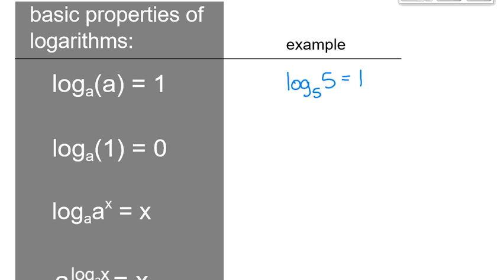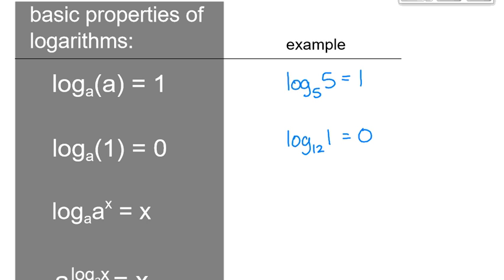Next basic property, log base a of 1 equals 0. For example, log base 12 of 1. So think to yourself, take the base 12, raise it to some power, and your answer will be 1. What power must that have been? 12 to the 0 is the only way to get a 1. So no matter what your base is, if you take that base and raise it to the 0, you get 1.